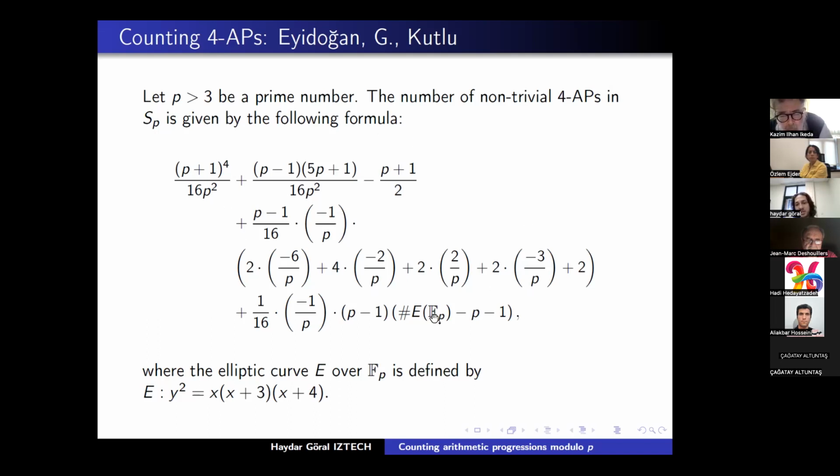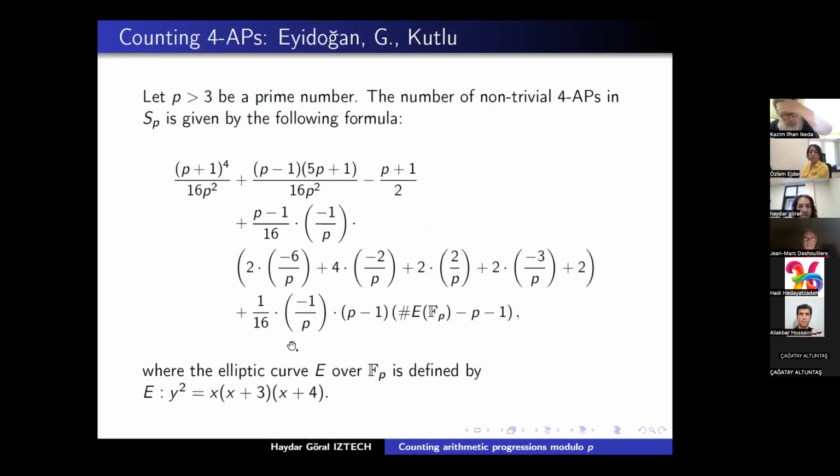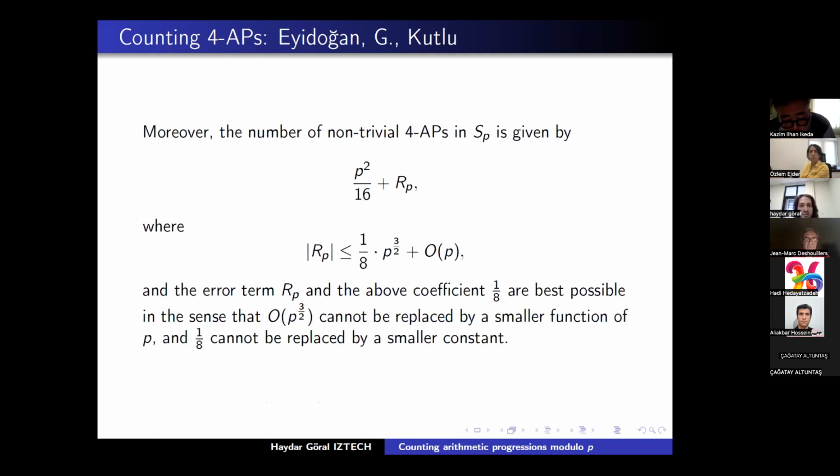But here, there is this elliptic curve, E, in the formula. And your elliptic curve is here: y squared equals x times (x plus 3) times (x plus 4). Luckily, this curve is a good curve. It doesn't have complex multiplication. Also, its j-invariant is non-integral. Okay, and using this, we can see that.